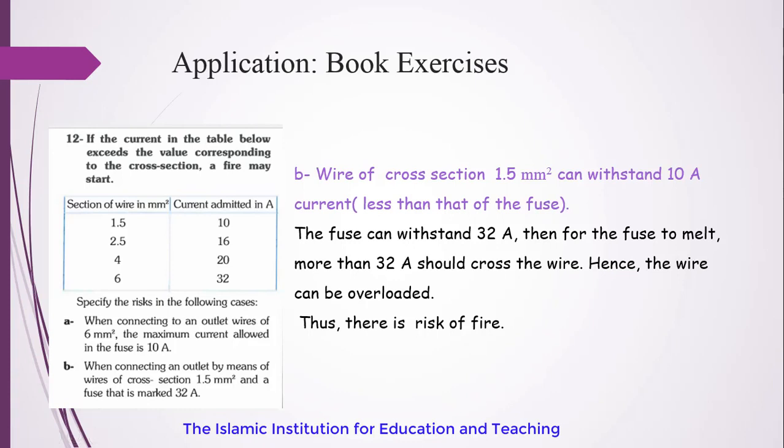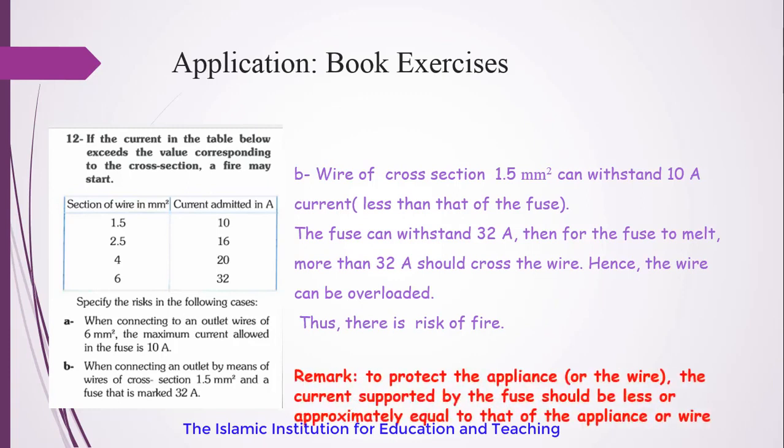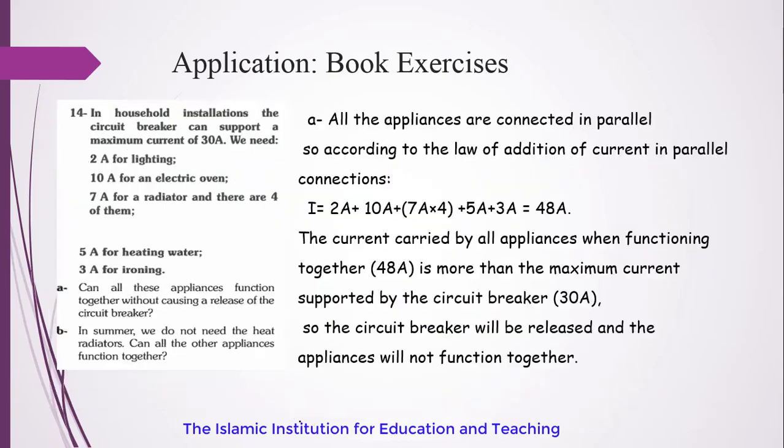This value is less than that of the fuse, but the fuse can withstand 32 amperes. Then for the fuse to melt, more than 32 ampere should cross the wire, hence the wire can be overloaded. Thus, there is risk of fire. So as a remark, we can say that to protect the appliance or the wire, the current supported by the fuse should be less or approximately equal to that of the appliance or wire.